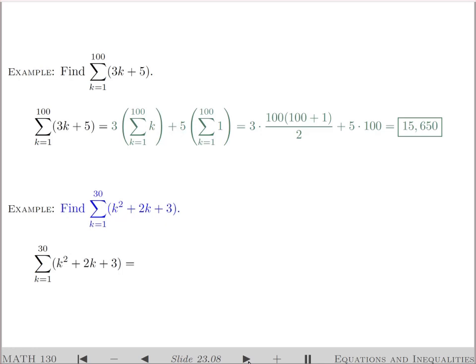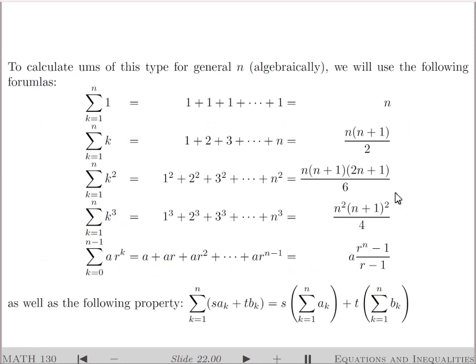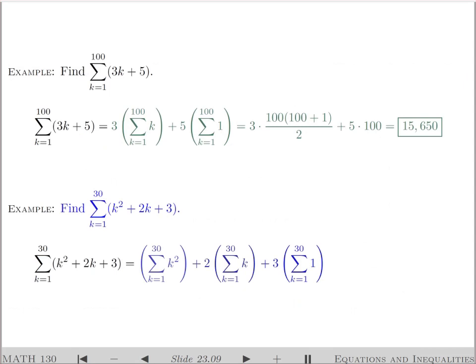Let's find the sum from 1 to 30 of k squared plus 2k plus 3. I'm going to do the same thing, split it up into 3: the sum of k squared, sum of 2k, and then sigma 3. In sigma 2k I can factor out the 2, and in sigma 3 I can pull out the 3. Then I use the formulas for sums of k squared, k, and 1. And these are the first 3 formulas in this list. So I'm just going to plug those things in with n equals 30, the upper limit for the sums.